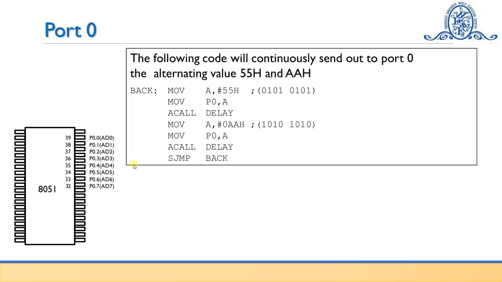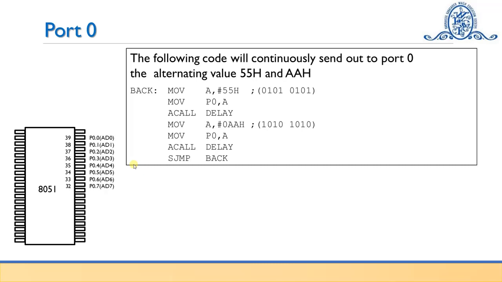So this is a simple assembly language program which will do that. The label to the first instruction is given as BACK, and then the instruction reads MOV A, #55H. So the accumulator is loaded with 55. 55 means 0101 0101. And then these contents of the accumulator are loaded into port 0 by using the instruction MOV P0, A.